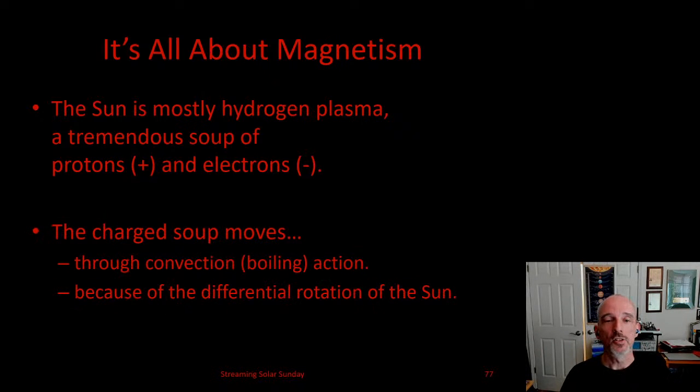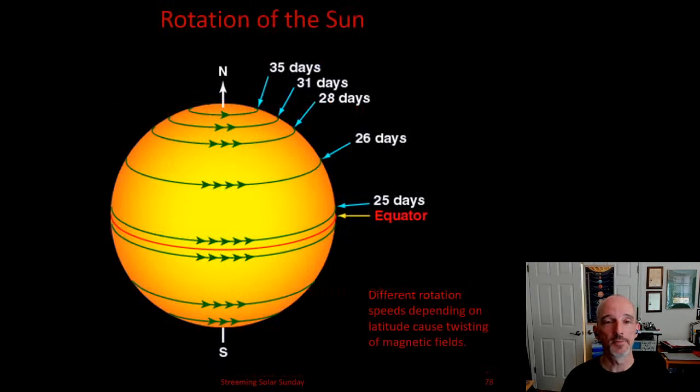And as this charged soup moves, it moves in two ways. Through convection, the boiling action, we talked about that. And it also moves through something called differential rotation of the sun, which we have not talked about before. So let me tell you what that's about. Here's a diagram of the sun.